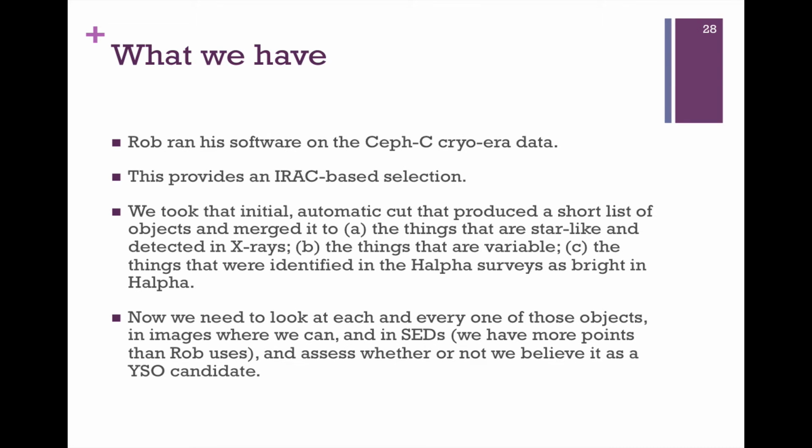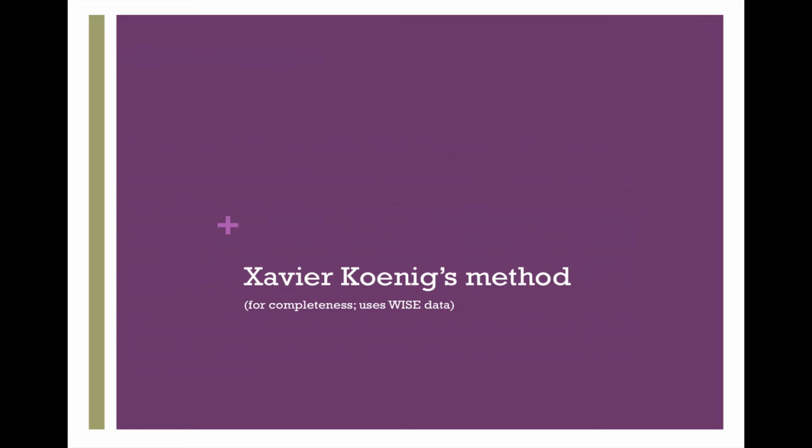Rob already ran his software for us on the CFC cryo era data, and it provides an IRAC-based selection. We have that cut. We're going to merge it to the list of things that are star-like and detected in X-rays, and to the things that are variable, and to the things that were identified in the H-alpha surveys as bright in H-alpha. And then we have that list of 250 or so objects. Now we have to go look at them. And we have to look in the images where we can, and the SEDs where we can, and assess whether or not we believe it as a young star.